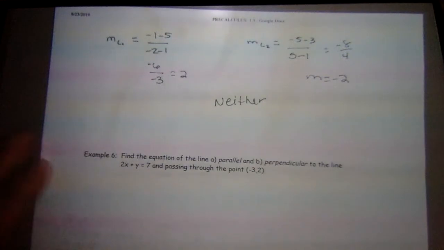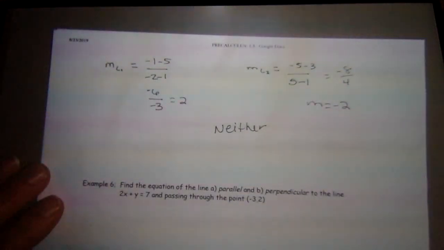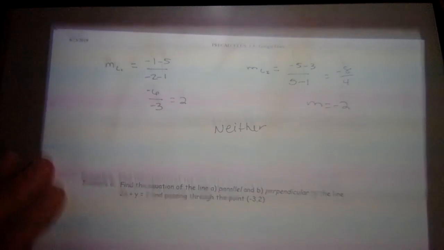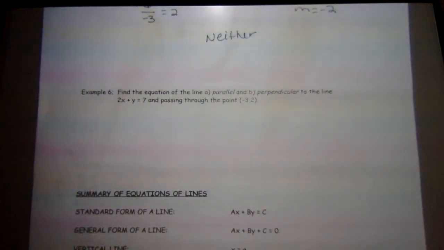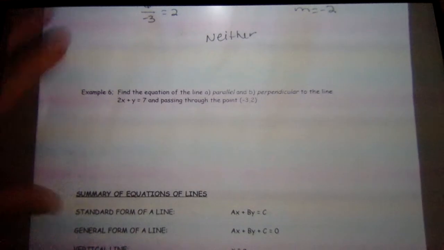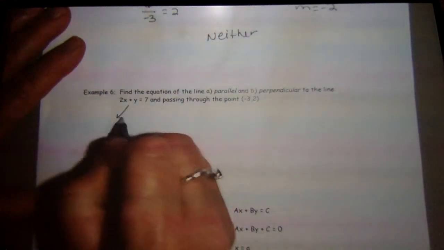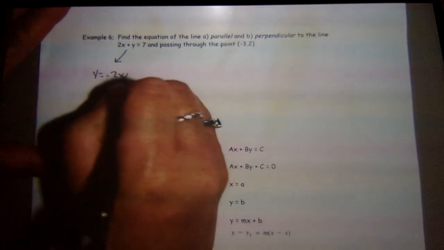All right, find the equation of a line. Yes, ma'am. How did the 1 become a -1? Wait. Never mind. I wrote over it. Find the equation of a line that's A, parallel, and B, perpendicular to this line, and passes through the point negative 3, 2. So what's the first thing we need to do? Get y by itself. So how am I going to do that? Subtract 2x. So y equals negative 2x plus 7.